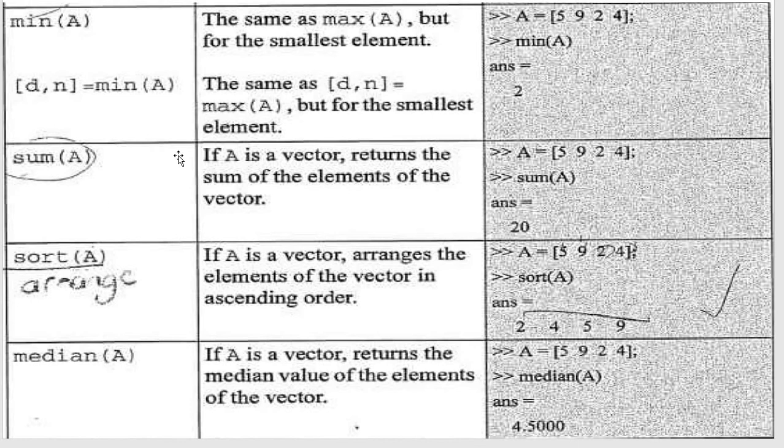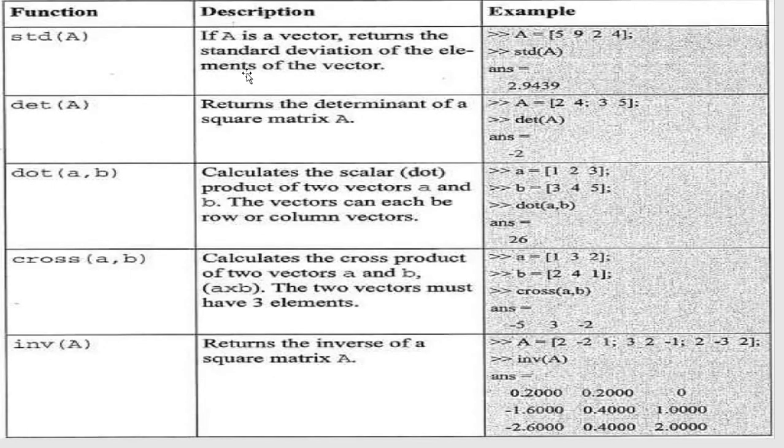Sum of A means we add all the elements of the corresponding array. Sort of A means it will arrange the vector elements in ascending order. Median of A means it will find the median of the corresponding rows. Similarly, we find another one, standard deviation of the corresponding row. Determinant of a corresponding matrix. Dot product of any two vectors.